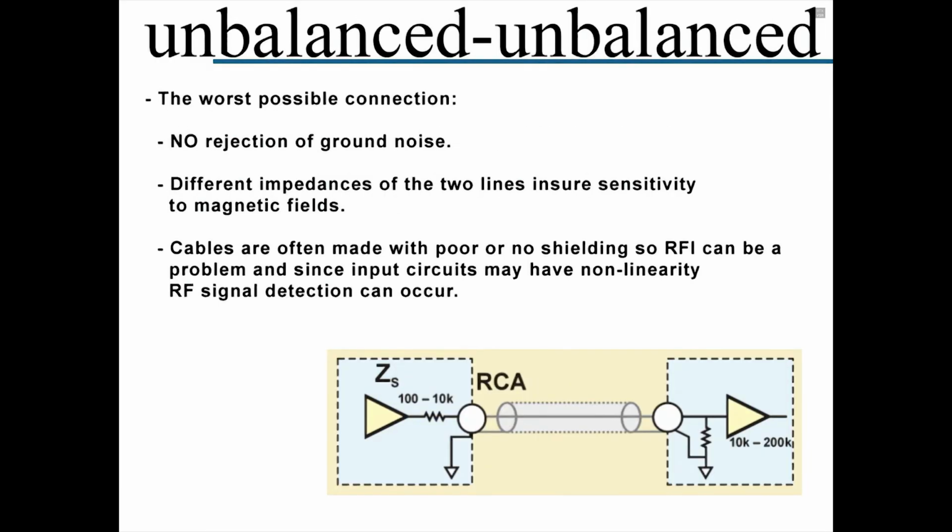Unbalanced-to-unbalanced connections are the worst possible. There's no rejection of ground noise. Different impedances of the two lines ensure sensitivity to magnetic fields. Cables are often made with poor or no shielding, so RFI can be a problem, and since input circuits may have nonlinearity, RF signal detection can occur. Any difference in potential between the grounds at either end of the cable will show up as noise. This ground difference potential is often AC mains, so the noise will show up as hum or buzz.